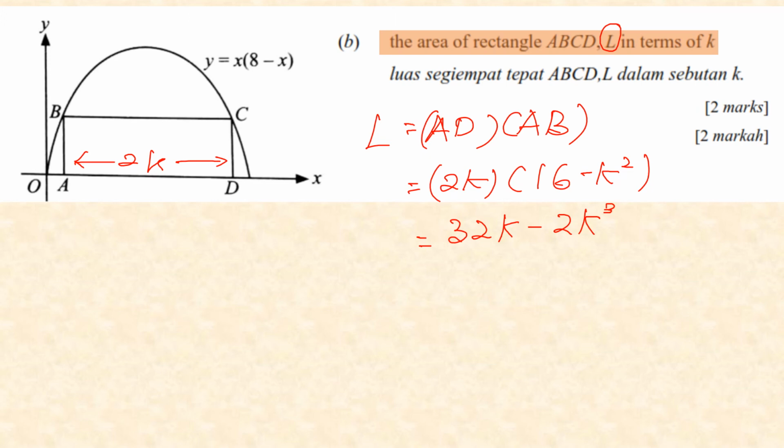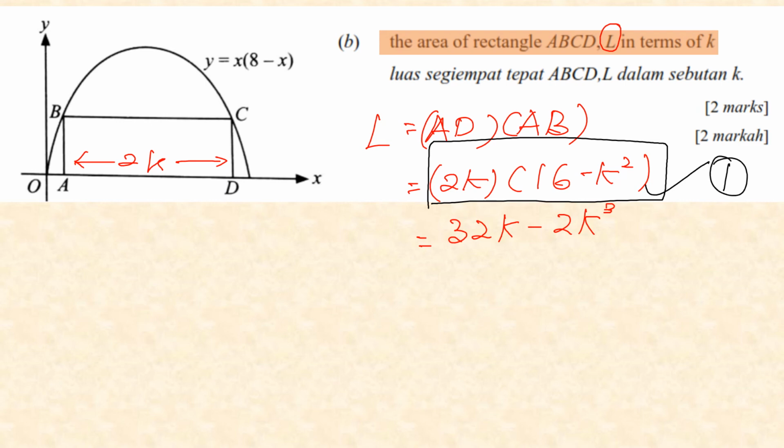2 marks. Okay, where are the 2 marks? How to get the 2 marks? Do you identify the length for the sides of the rectangle correctly? If yes, 1 mark here. And do you expand the bracket carefully and correctly? If yes, here you get 1 mark. So it's 2 marks. Right?